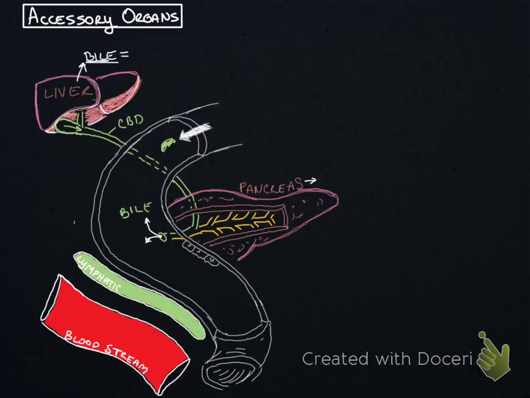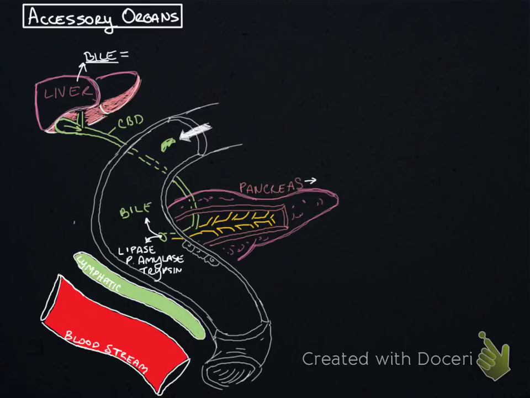And then the pancreas. The pancreas secretes many different digestive enzymes. Such as, let's list them here, lipase, that helps digest fats, pancreatic amylase, helping to digest carbohydrates, and trypsin, which helps to digest proteins.